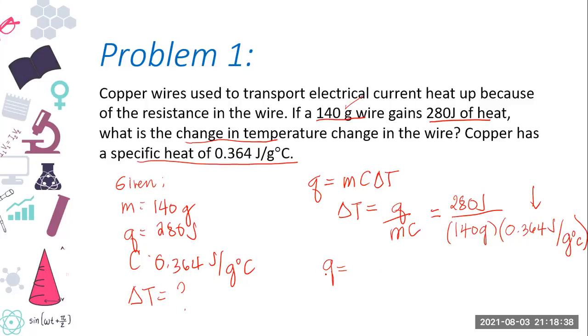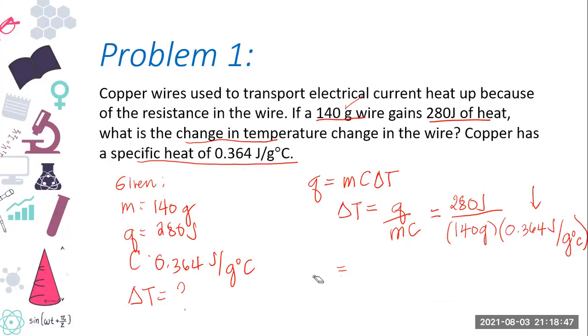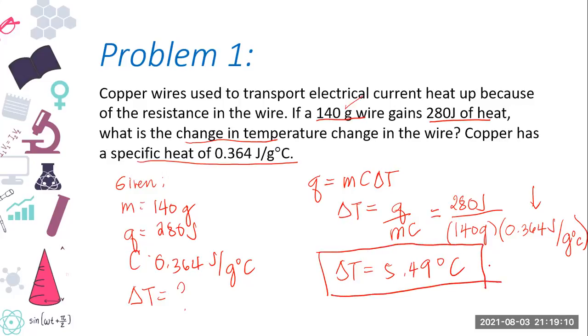I'm sorry, why is that a Q? Let me just erase that. Okay. Let's get the pointer again. So we're getting, sorry for that, delta T equals, I got 5.49 degrees Celsius. Probably there would be slight variations in the values that we will be getting because of the constants. But in this case, this should be exact because I did not use another constant. I used what was given in the problem.